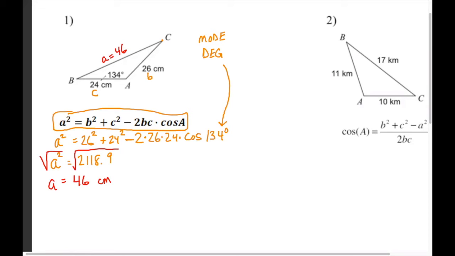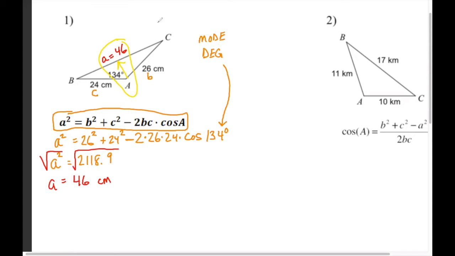We know A is 46, C is 24, B is 26. Now we just have to find the remaining two angles. Now that we found that side A has a length of 46, you'll notice that we have an angle-side pair where they're both known. Angle A is 134 degrees and its opposite side, little a, is 46 centimeters. Once you have that pairing, it's actually much more efficient to use the law of sines.